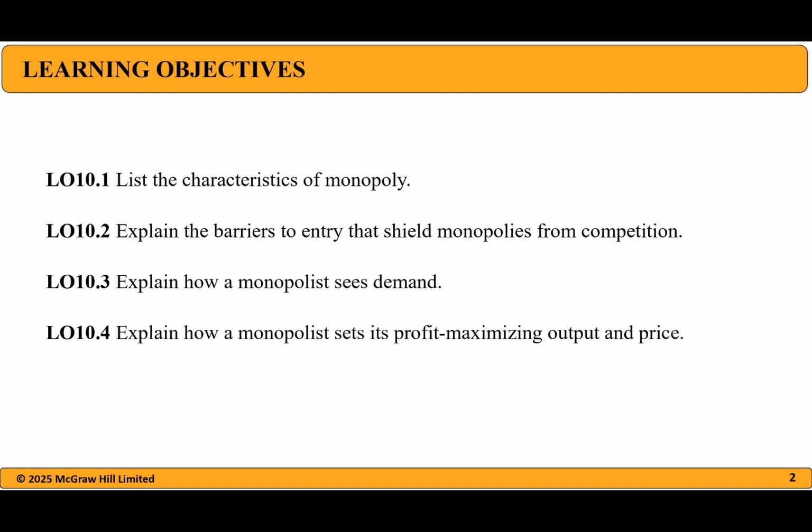Then explain how a monopolist sees the demand curve. And finally, explain how a monopolist sets its profit maximizing output and price. So keep these objectives in mind as we go through the lectures.